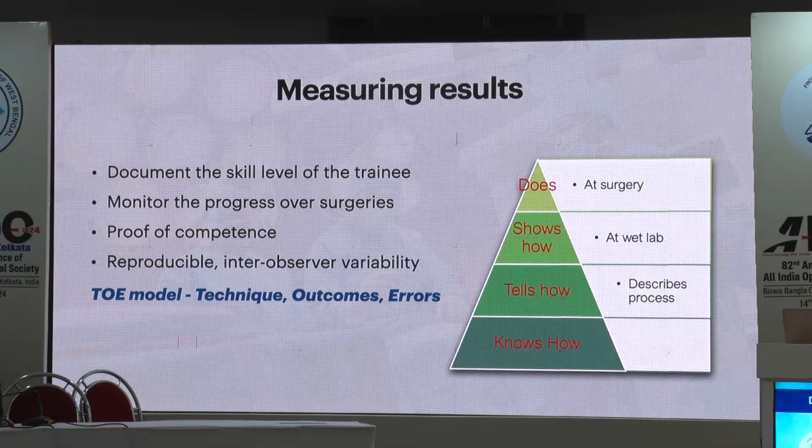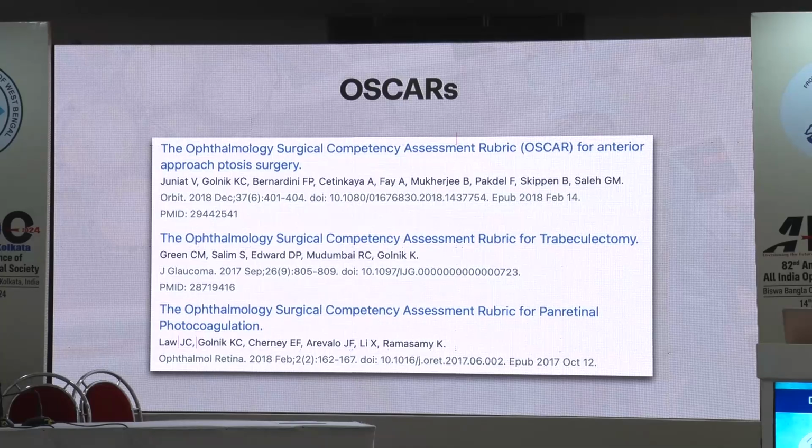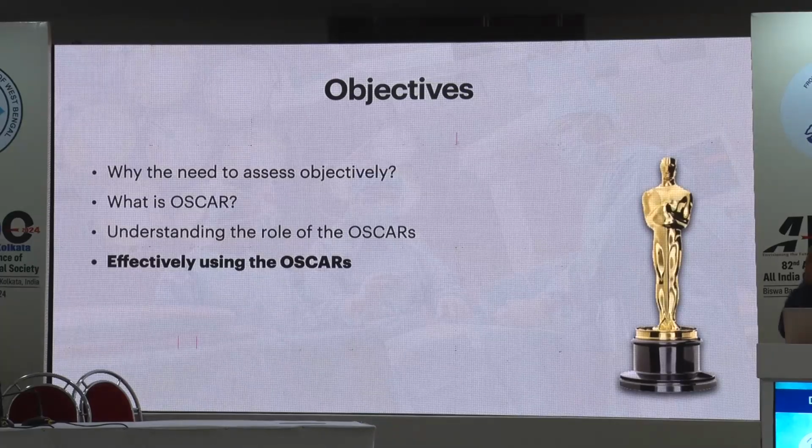There are OSCARs available for different cataract surgeries: small incision cataract surgery, phaco, extracapsular; and for strabismus, lateral tarsal strip, external DCR, anterior approach ptosis surgery, trabeculectomy, and panretinal photocoagulation. This is just a few of them. There are a few more as well, all of which are now available on the OF website. Some of them have transitioned from the ICO to the OF, so it's also on the ICO website if you're interested. And finally, how do you effectively use these?